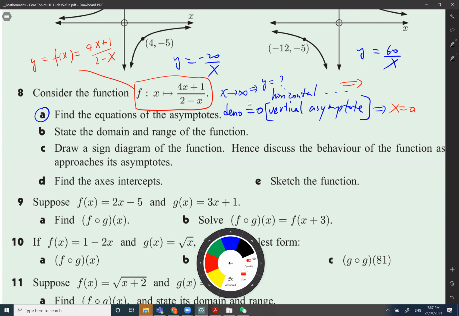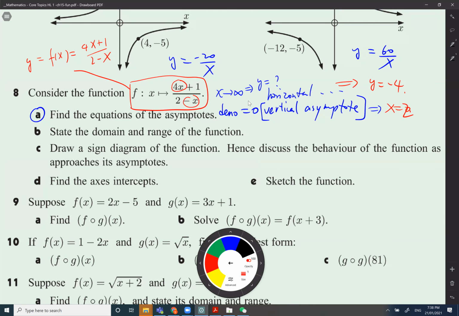Isabella? Very good. It's like 4 million divided by negative million. So negative 4. The 1 and 2 can be ignored, they're too small. So that's the asymptote. x equals 2.